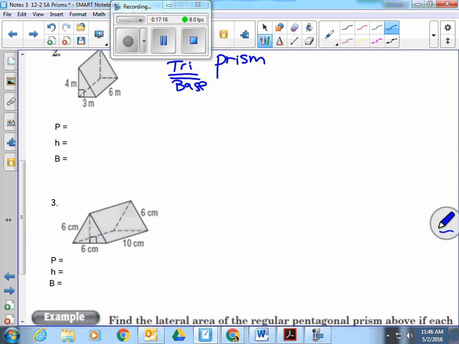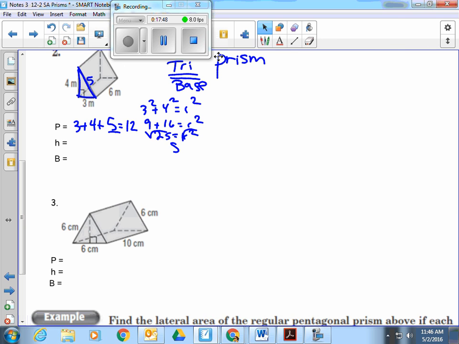Everybody with me? That means I'm using my triangle to find my perimeter. So it's 3 plus 4 plus, oh wait a minute, what's this other one? Why? Good, because you did Pythagorean theorem. 3 squared plus 4 squared equals c squared. 9 plus 16, that's 25. So that means that my other side is a 5. So 5 plus 4 plus 3 gives me 12. What would be my height? 6. It's the line that connects the two triangles, correct?